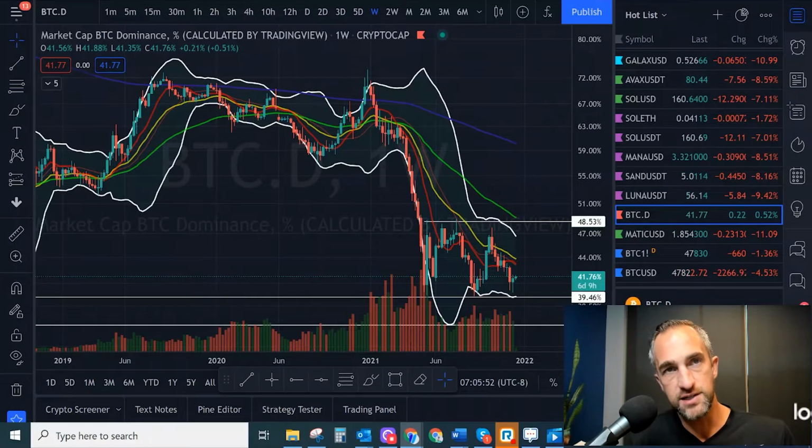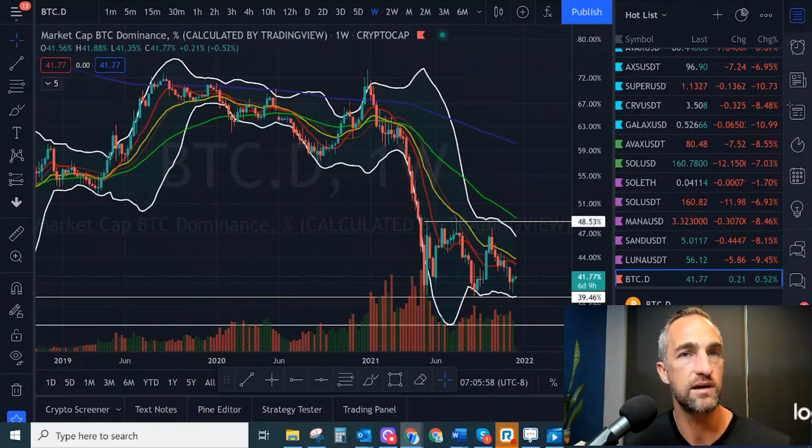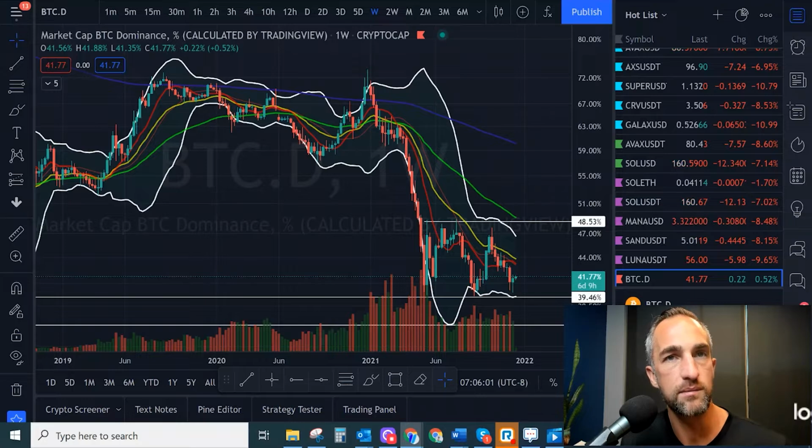The global leverage ratio, 0.18%. We had a slight tick up from last week. So leverage and open interest are still very high. And that means we could get a very, very significant move.